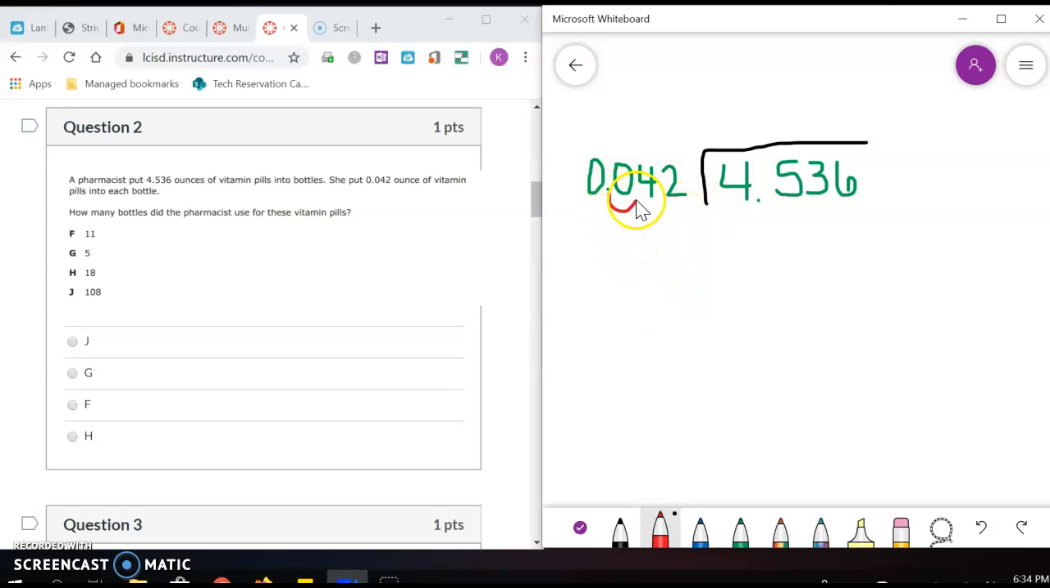So we want to make this into a whole number. To do that, we need to move the decimal 3 places to the right. So consequently, I'm going to do the same thing on the inside. So now my decimal point is going to be after the 6 when I do this division. So now I'm thinking of it as 42 going into 4,536. So I'm just going to get rid of some of this extra stuff so I don't confuse myself. That decimal's gone, and now it's over here.